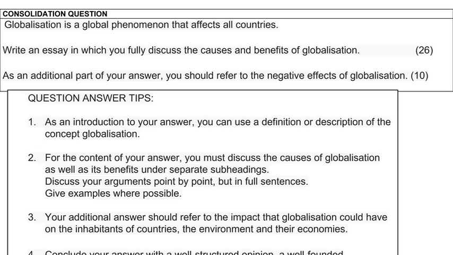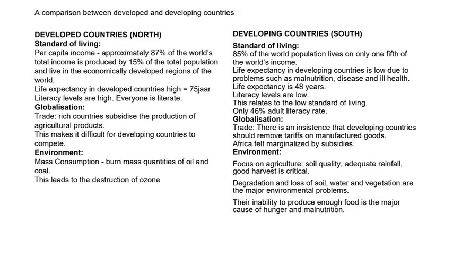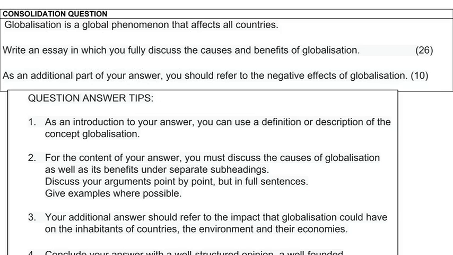And then your additional answer should refer, for the content of your answer, you must discuss the causes as well as the benefits under separate subheadings, discuss your arguments point by point, but in full sentences, and give examples where possible. Your additional answer should refer to the impact that globalization could have on the inhabitants of the country, the environment, and their economies. But remember, they're looking at the negatives that you need to look at. And then conclude your answer with a well-structured opinion.